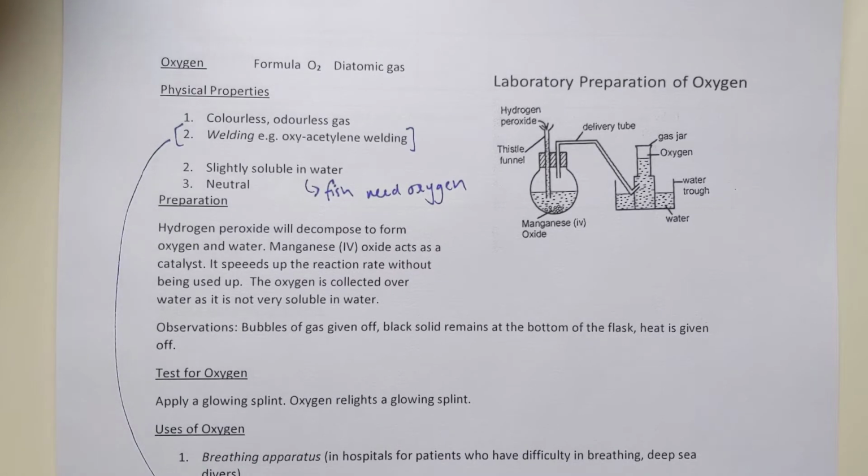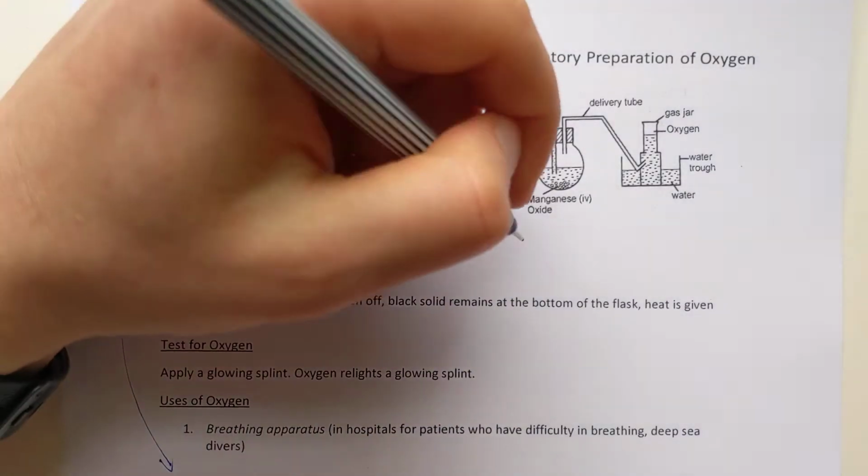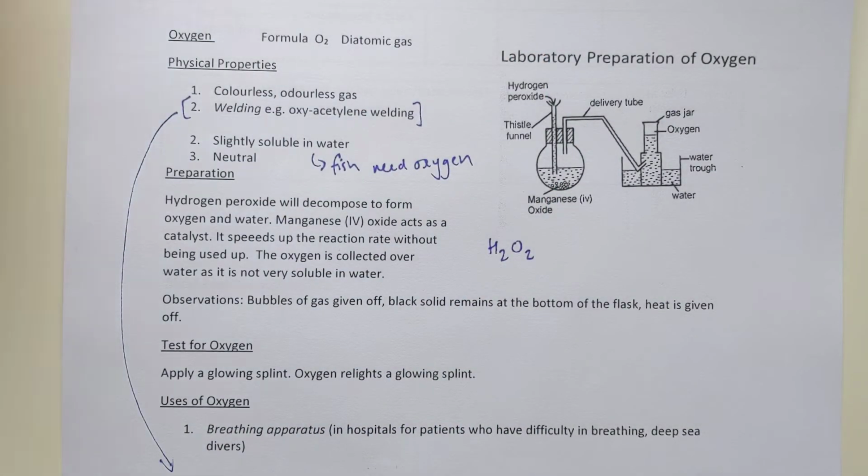Next bit's the preparations. Remember, preparation just means how do you make it in a lab. What we use for oxygen is a bit of a strange reaction. We haven't seen this before. What we use is a chemical called hydrogen peroxide. Hydrogen peroxide is the formula H2O2. So it looks a little bit like water, but with an extra oxygen.